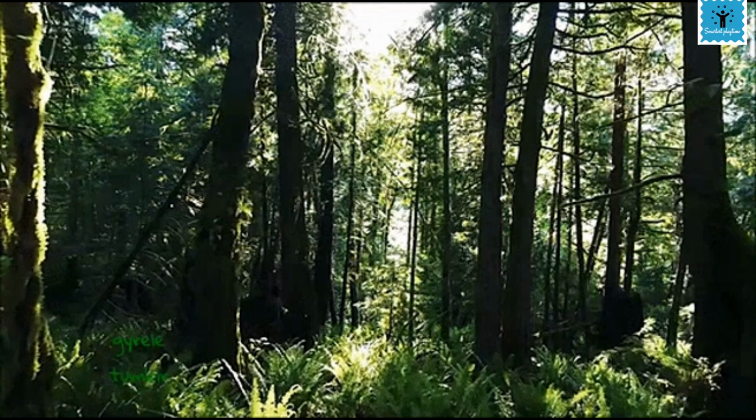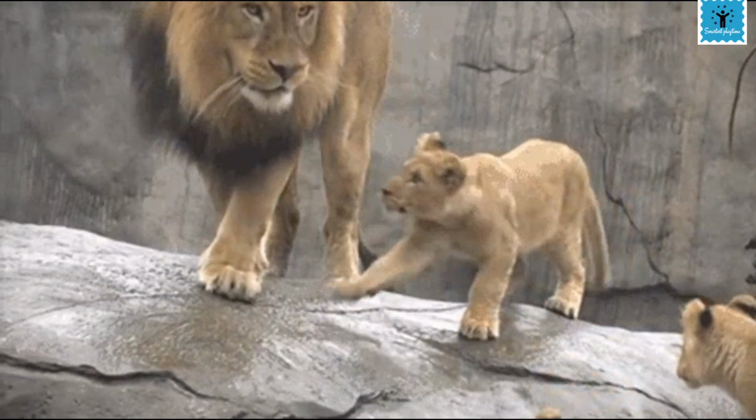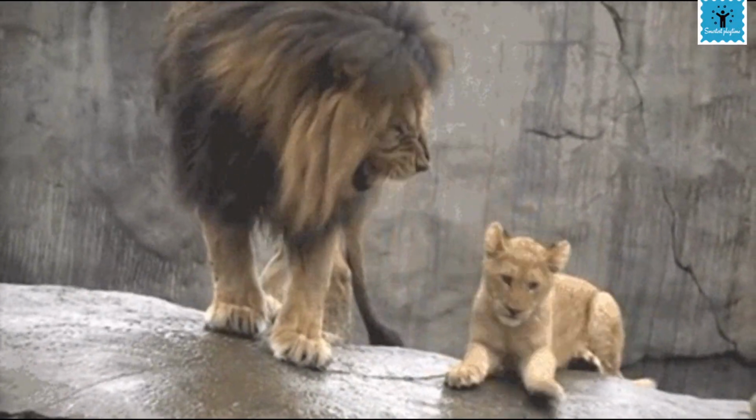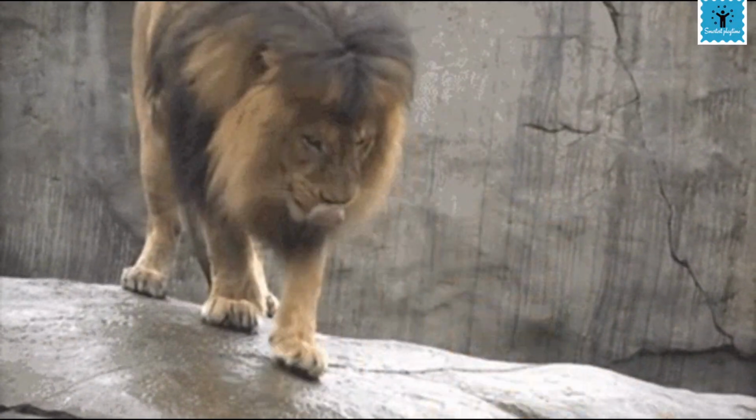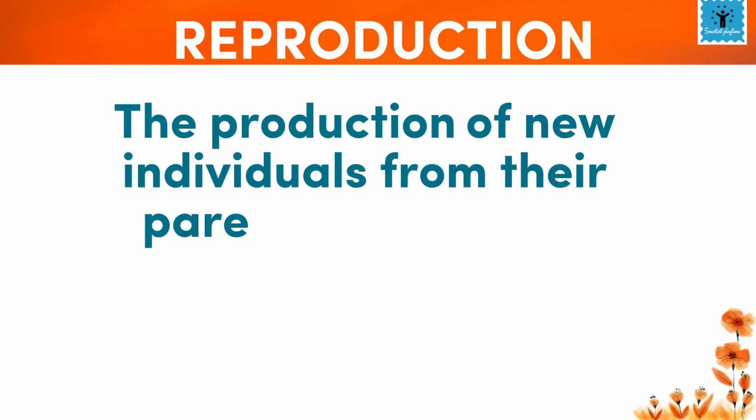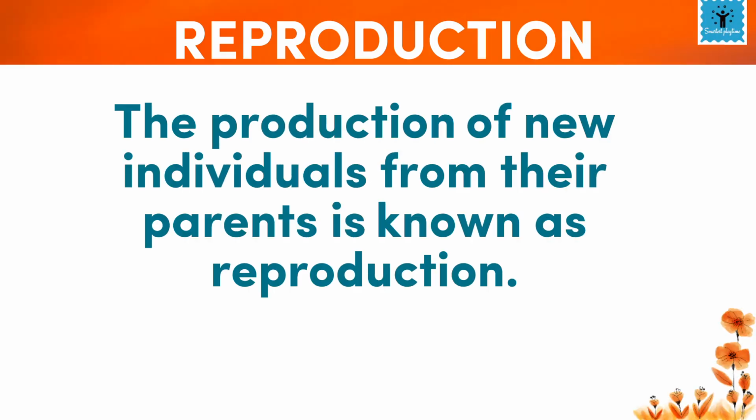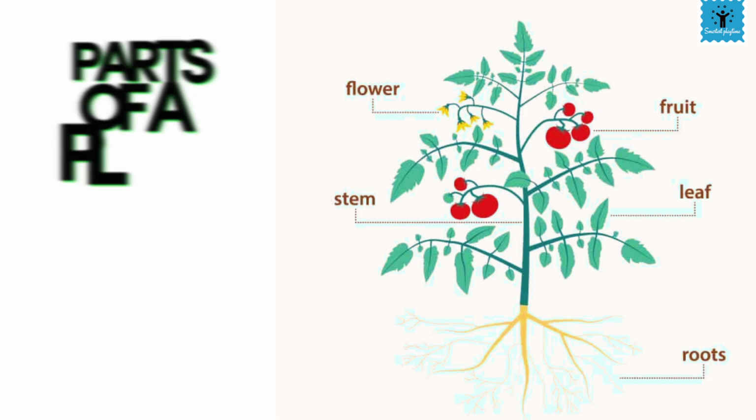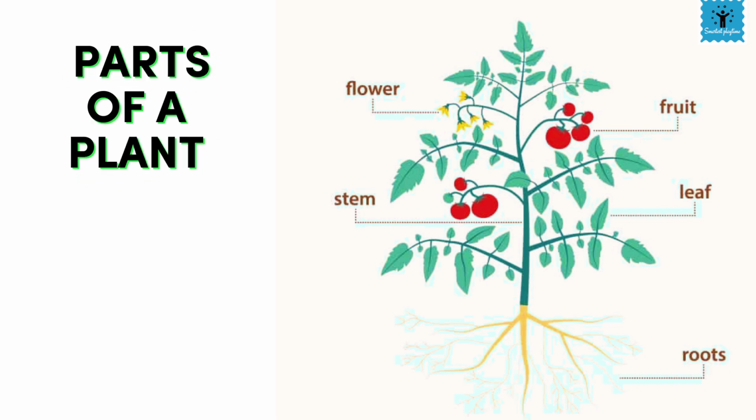All living organisms have a unique characteristic, which is to produce organisms of their own kind. The production of new individuals from their parent is called reproduction. We know that a flowering plant consists of different parts.